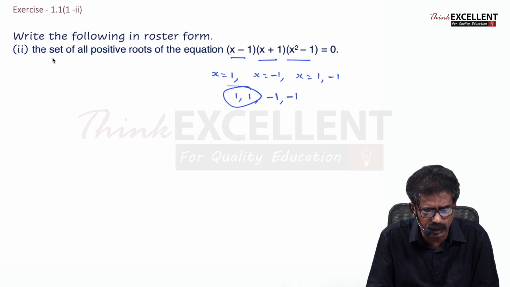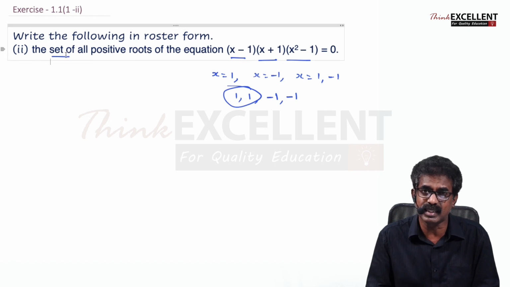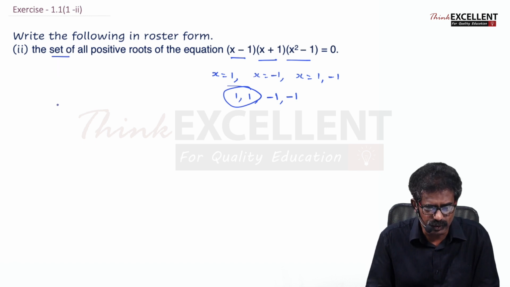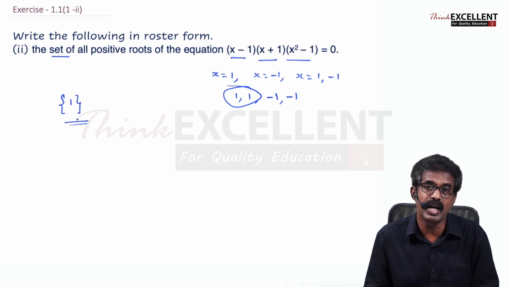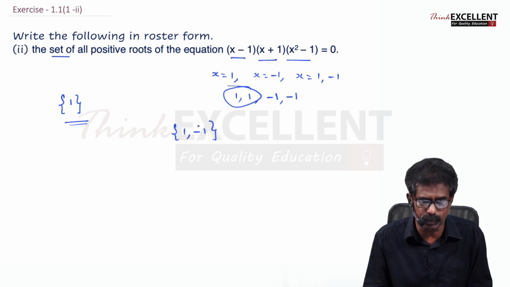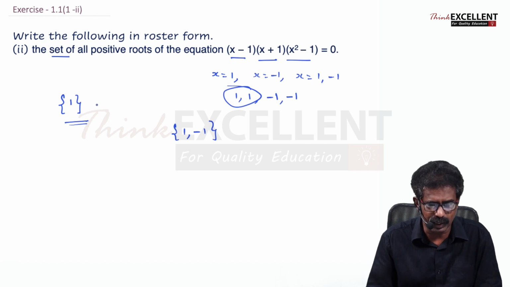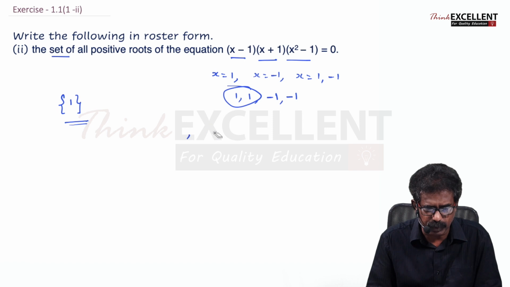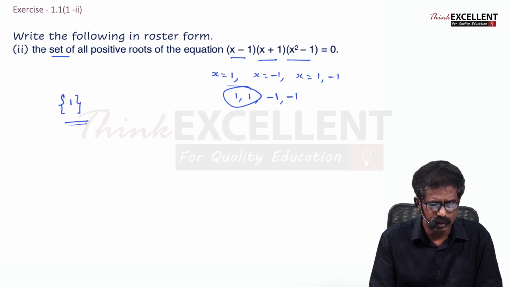But how to write the answer, you see, the set of. Inside the set, you should not repeat, right? So, write in roster form: 1 is the only thing you have to write. If they ask for roots, then you should write 1, comma, minus 1. But there also you don't repeat, okay? In a set, you should not repeat the elements. So, here your answer is only 1, because they asked for the positive root. Now let us go for the next question.